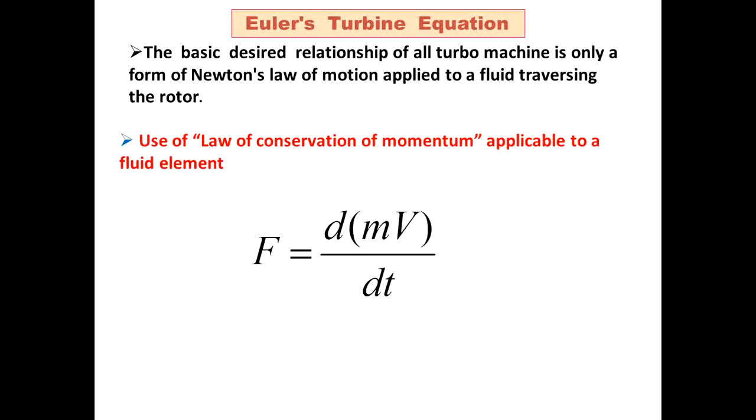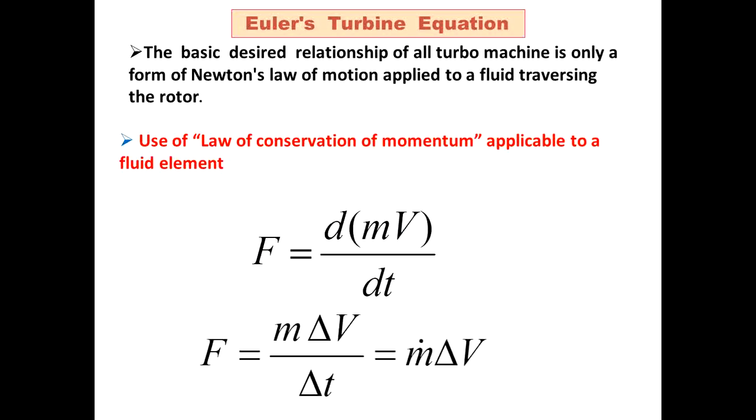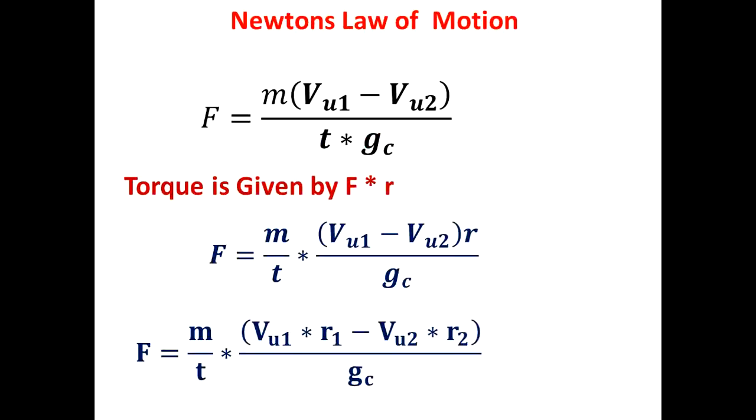That will be given with the force F is equal to d of mV by dt, where mV is momentum, that is, the rate of change of momentum with respect to time. That gives your force. So the mass flow rate will be given like this. From Newton's first law and second law of motion, you will get the equation like this.